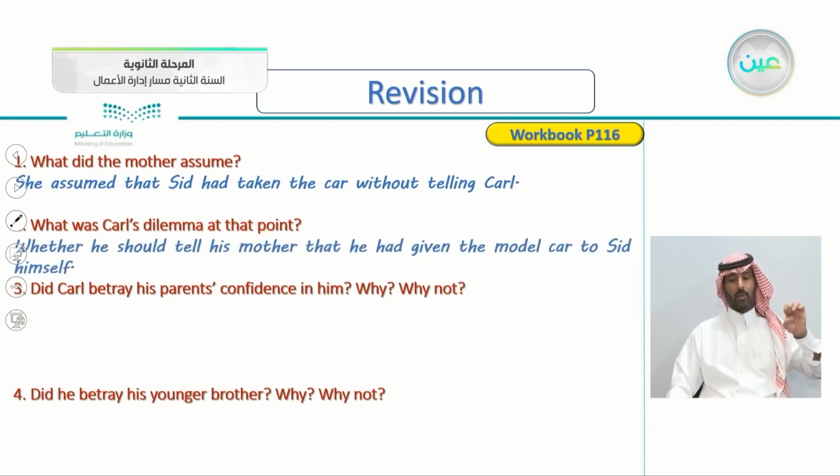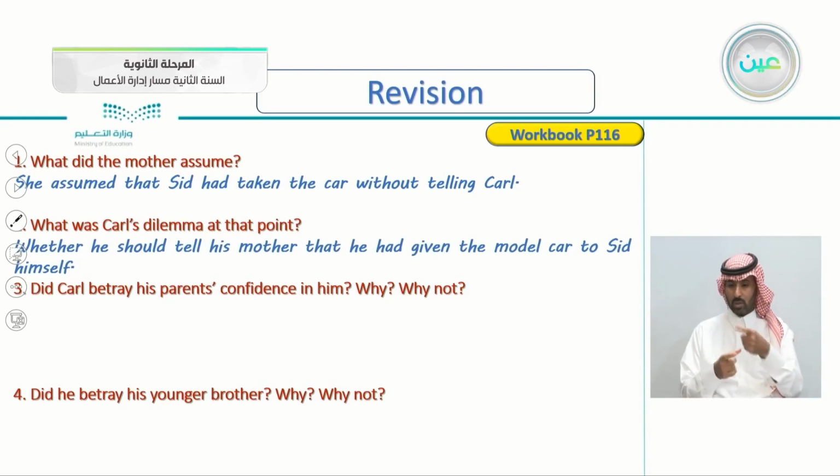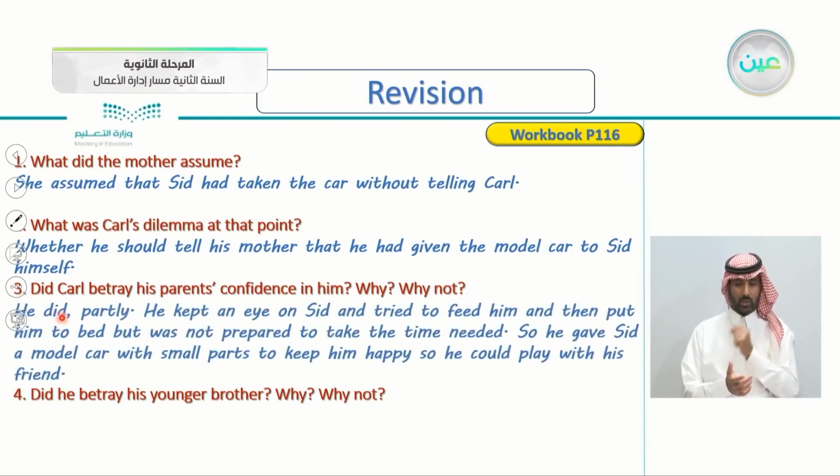So, of course, whether he should tell his mother that he had given the model car to Sid himself. Number three, did Carl betray his parents' confidence in him? Why or why not? So this is, of course, according to your own opinion. He did, of course, betray their confidence, but it's partly. He kept an eye on Sid and tried to feed him and then put him to bed, but was not prepared to take the time needed.